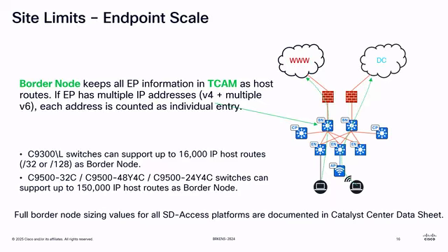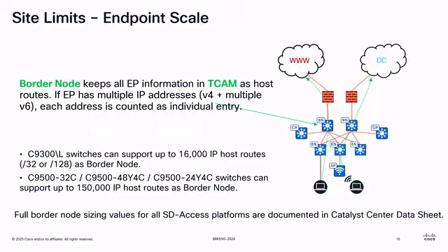Okay, the border is your egress point, all right? The border also stores the endpoint information, but it stores it in a switch TCAM, so in hardware, in ASIC, right? As a host route. The consequence of that is if an endpoint has multiple IP addresses, so it's typical in dual stack deployment or IPv6 deployment, then each address is counted as a single entry.